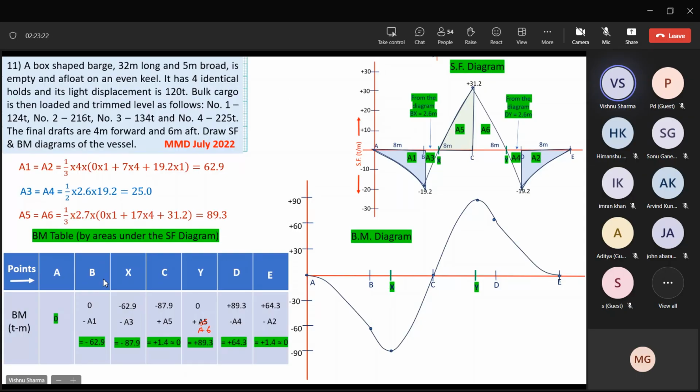Okay, these are the values. You can put these values here, but if you want, this will be at X, it is minus 87.9, plus 89.3, plus 64.3, then 0, and then plus 62.9. These little bit changes, differences between the two maximum values are because of rounding issues, nothing else. Otherwise, they would be exactly the same.